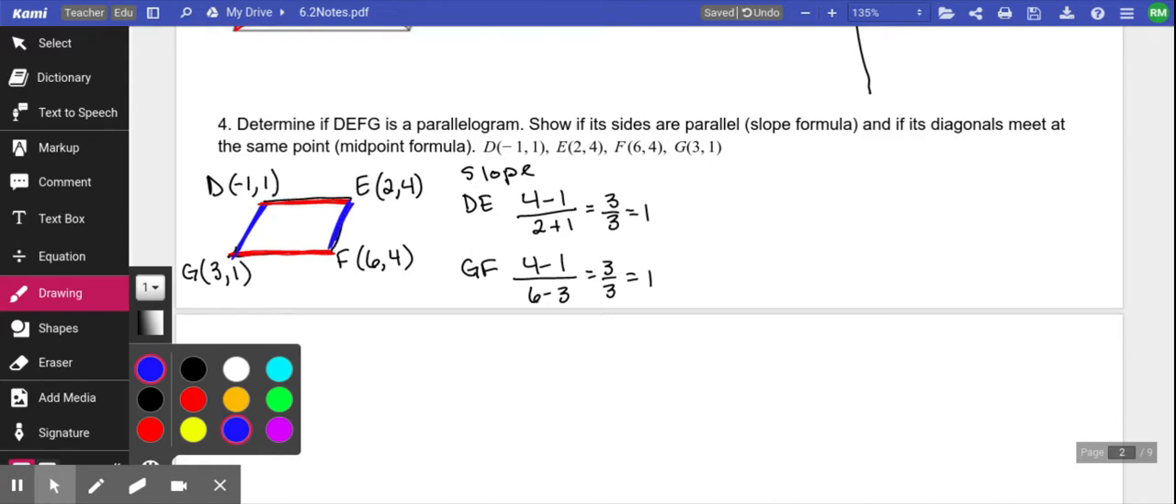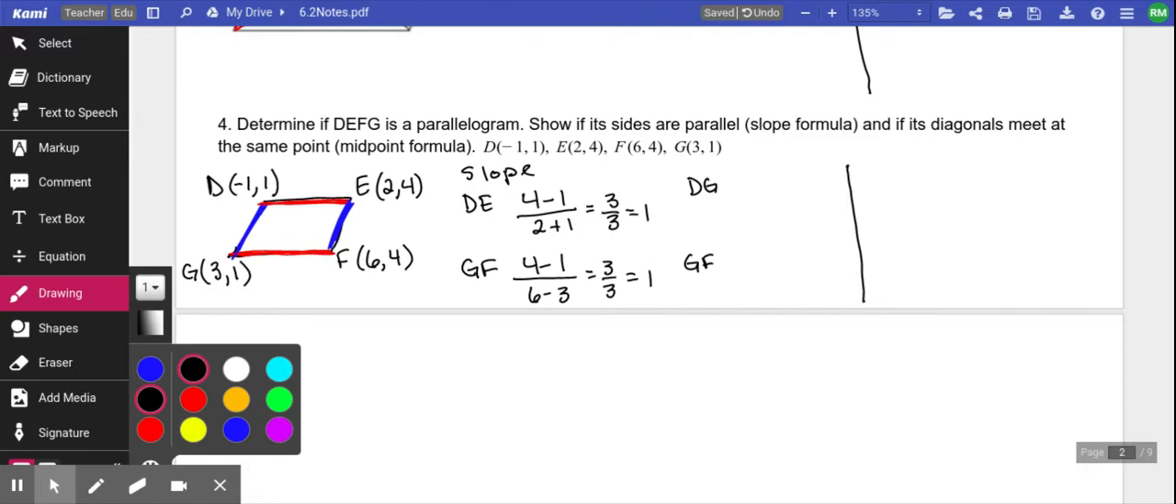So now we're looking at DG. So let's find the slope of DG and the slope of GF. Okay, I'll let you figure those two slopes out, and we'll come back to it.